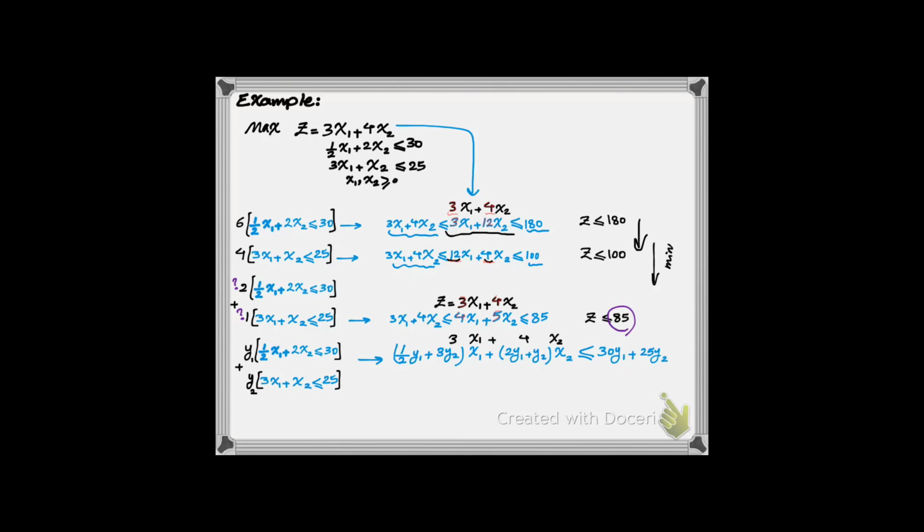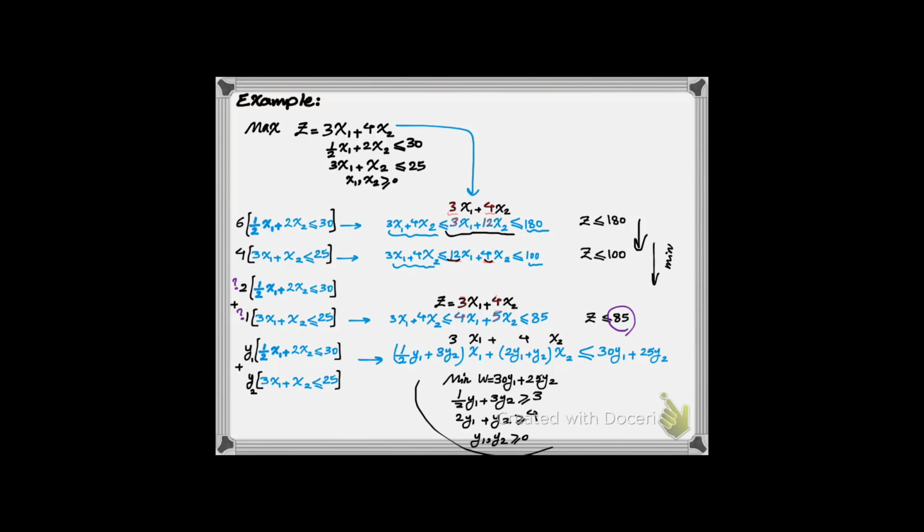Let's write that down. It's going to be 1/2 y1 plus 3y2 greater than or equal to 3, which is the coefficient of the objective function for x1. And the second condition is 2y1 plus y2 greater than or equal to 4, which is the coefficient of the second variable in the objective function. Now we want to minimize the value of the right-hand side here, which is 30y1 plus 25y2. So basically, we arrived at a linear programming problem.